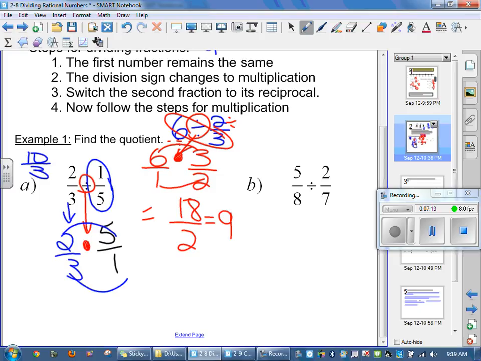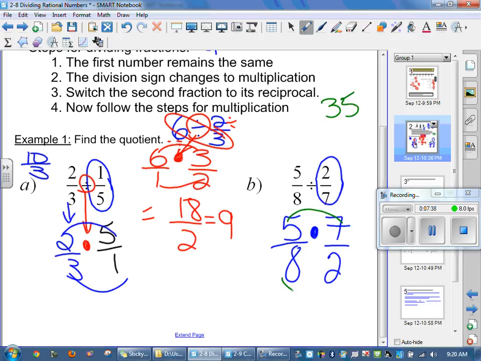On B, which one's going to flip upside down? Good, the 2 and the 7 flip upside down. Only the second one ever flips. So 5 divided by 8 stays the same. I change the divide to a times, and then I flip the second one, 7 over 2. Now we times our tops to give me 35, times my bottoms to give me 16. Now I check the 35 and 16 and see if it'll divide lower. And in this case it doesn't. Okay, so that means I'm done. That's our lowest term answer. Our answer is 35 over 16.